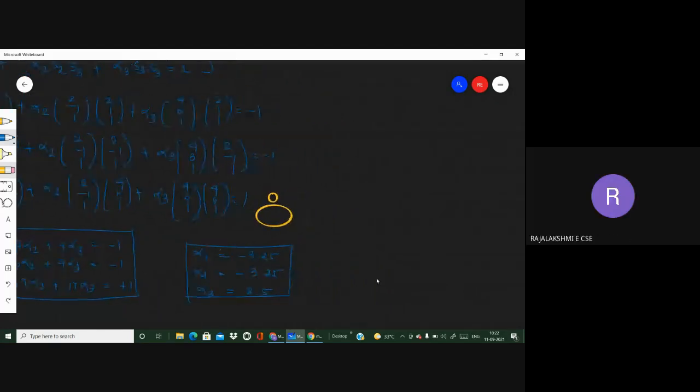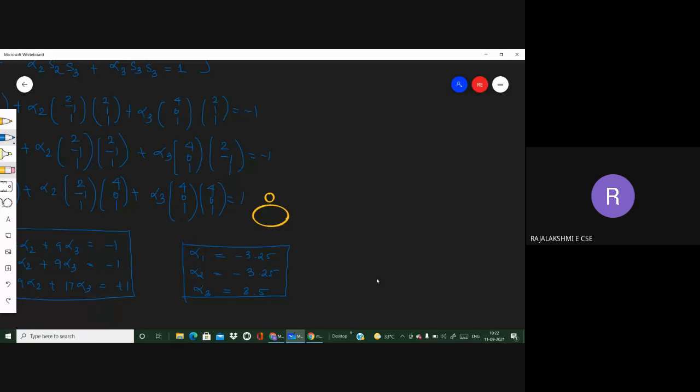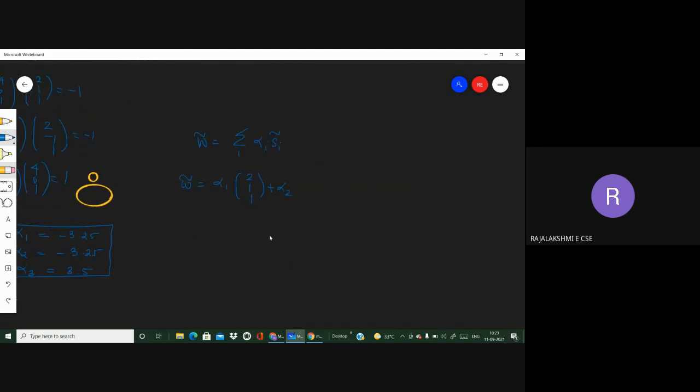Now, this hyperplane is going to discriminate this positive class from the negative class. For that, this equation can be given as W equal to summation of alpha i into Si. So how we'll be writing it? W is equal to alpha 1 into S1, which is 2 1 1, plus alpha 2 into 2 minus 1 1, plus alpha 3 into 4 0 1. With respect to S1, S2, S3 we have written these equations and we have found alpha 1, alpha 2 and alpha 3.